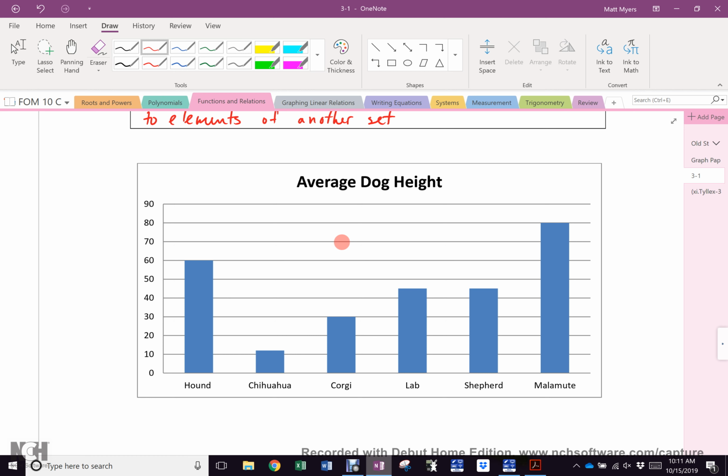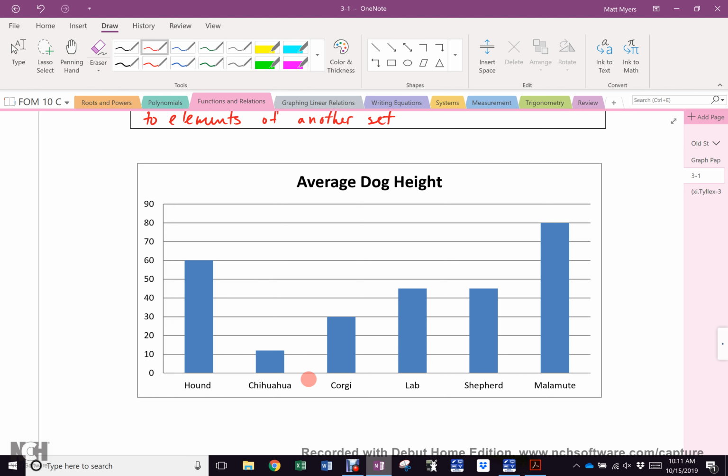Pardon me? Yeah, there we go. This graph is not the actual set, is it? It is a picture of the data, right? If I say, read this graph to me, you all can read all those types of dogs. Some of you will know what some of those dogs look like. Is there any dog in this room?